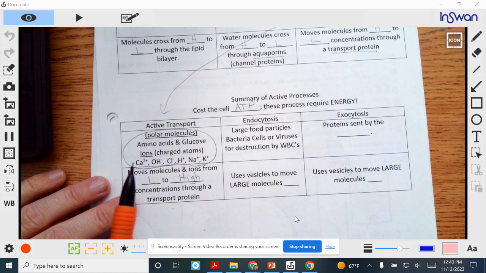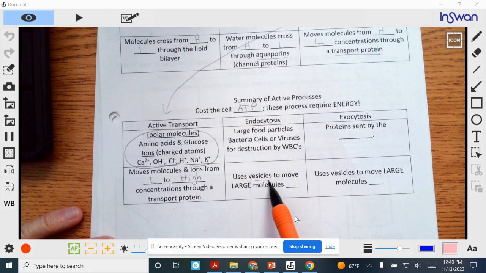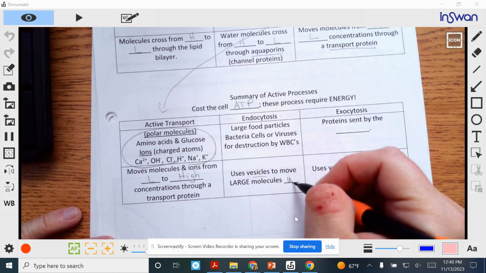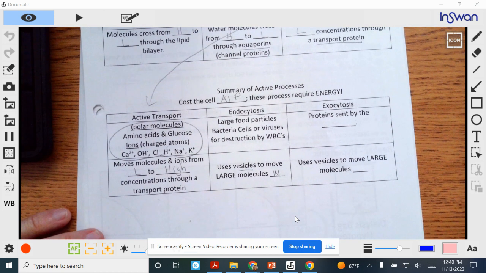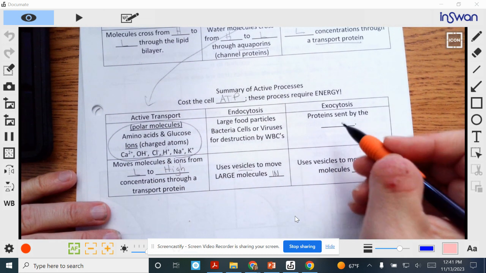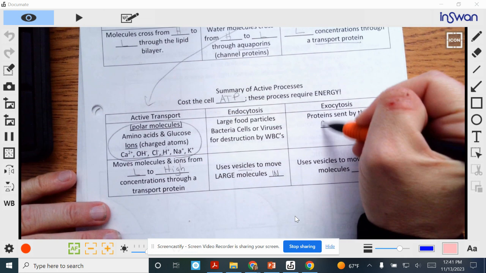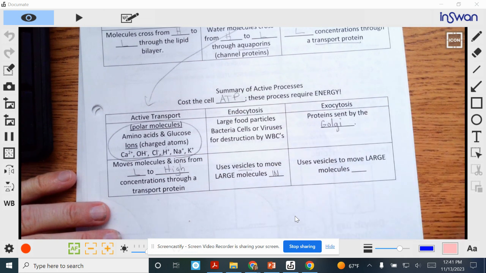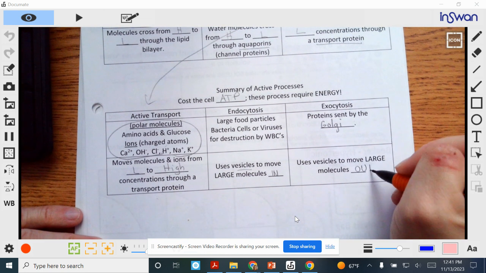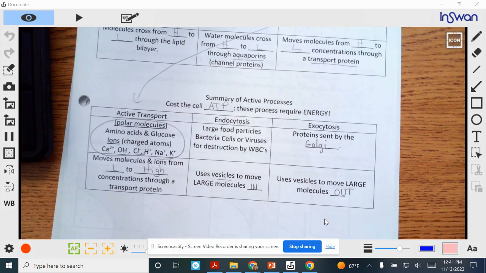That's active transport. Endo, again, moving molecules in by using vesicles, trapping them in vesicles. Endocytosis is moving those big molecules or cells or viruses in. And exocytosis is when we have substances like proteins being sent by the Golgi. We talked about proteins being sent to the Golgi by the membrane. We are moving molecules out. Okay. And that completes our notes on active transport.